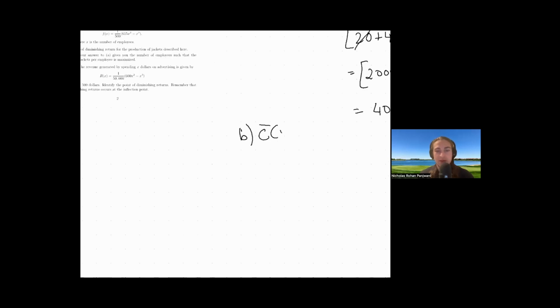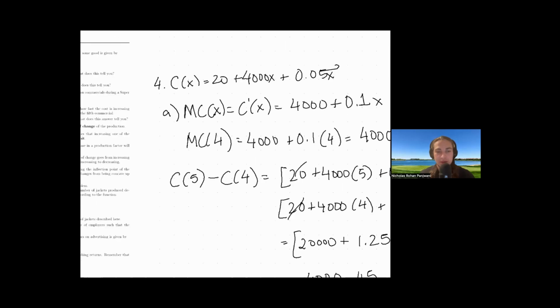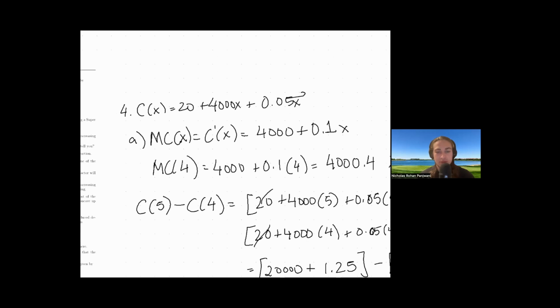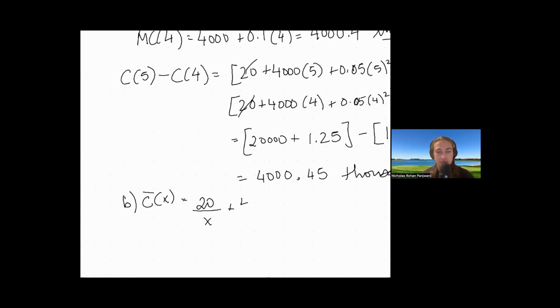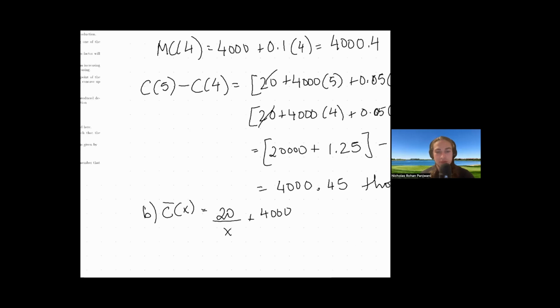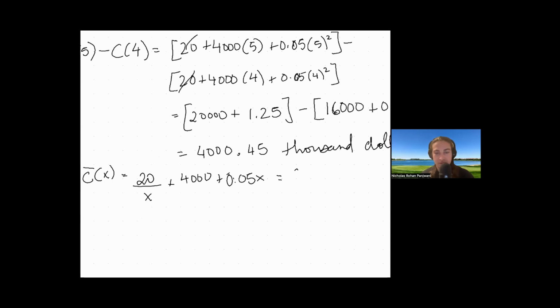Okay, C bar of X, average cost, that is. All right, so this is again just equal to C of X over X.